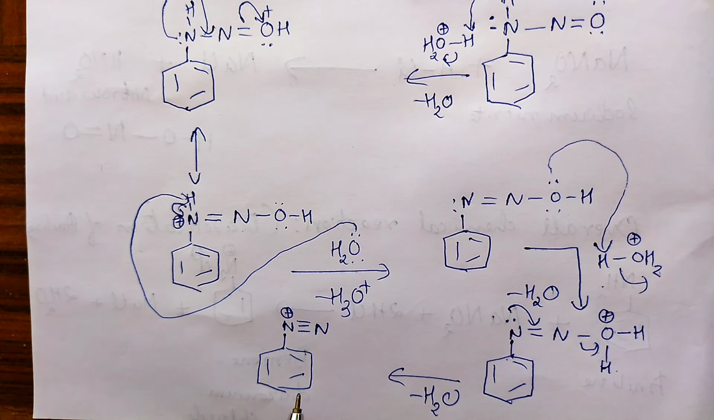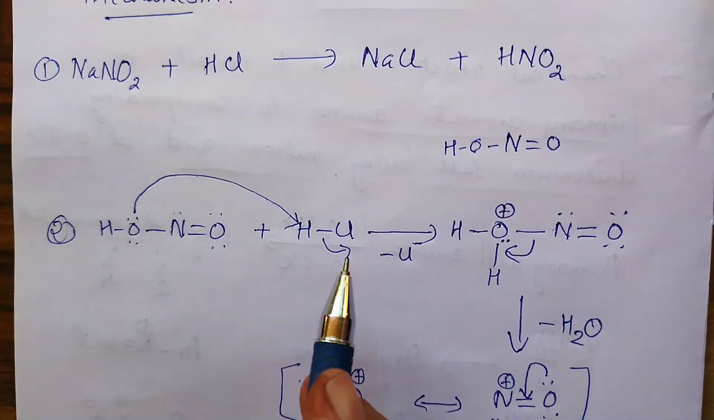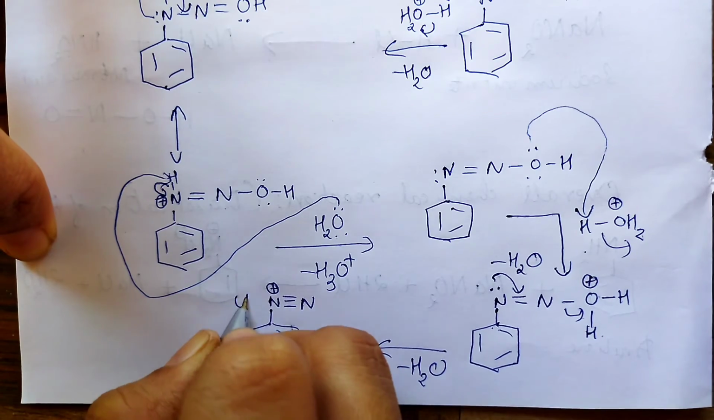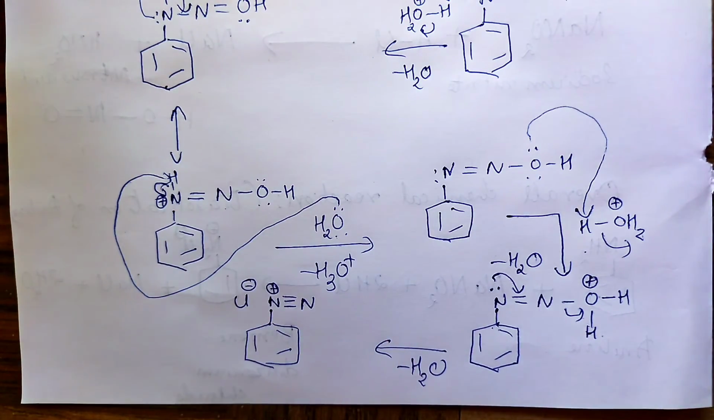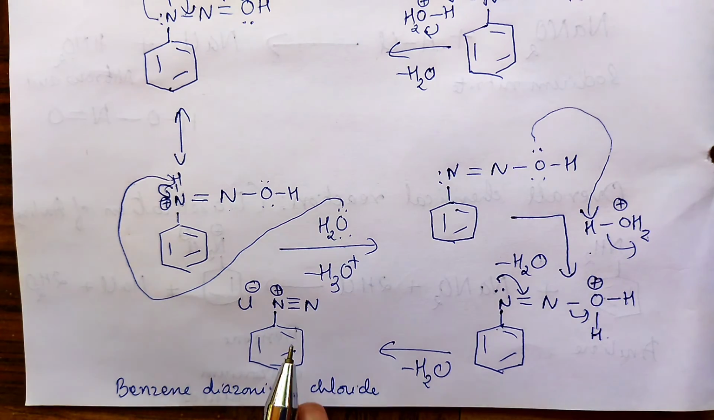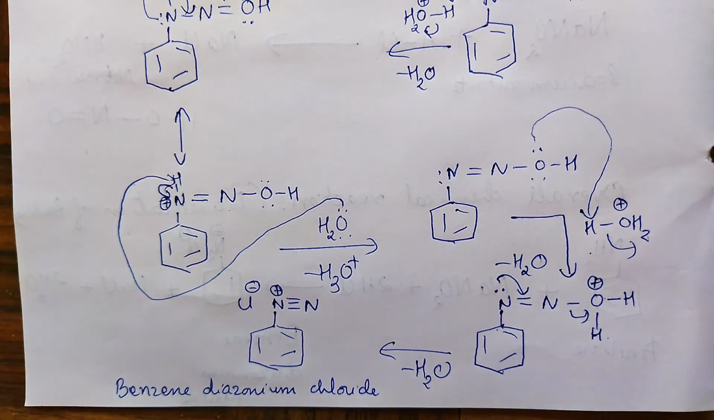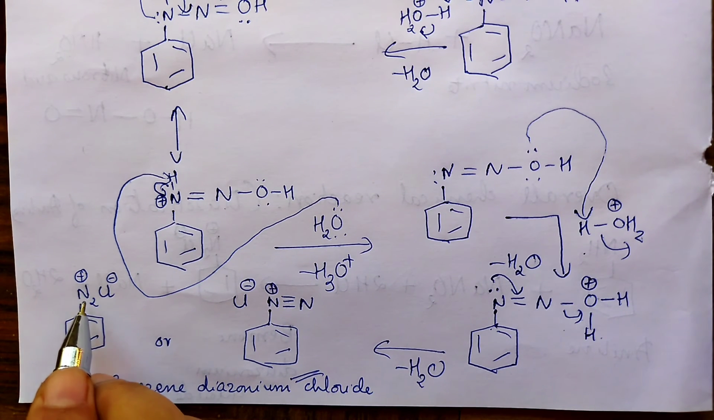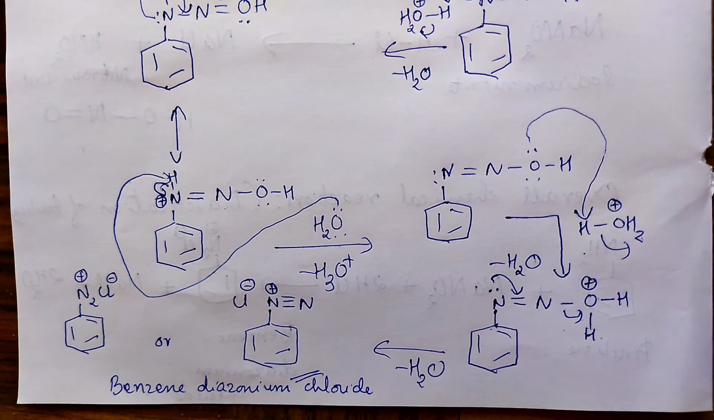This compound takes the help of the chloride ion, which is lost in the second step, in this fashion, so that the positive charge on nitrogen is stabilized. Now what is the name of this compound? Benzene diazonium chloride, the final product of the diazotization reaction. You can also represent this compound in this manner: benzene ring attached to N2 plus, which is stabilized by the anion Cl minus. This is benzene diazonium chloride.